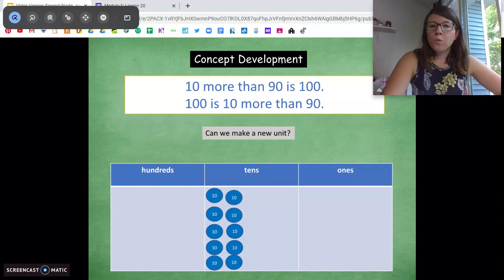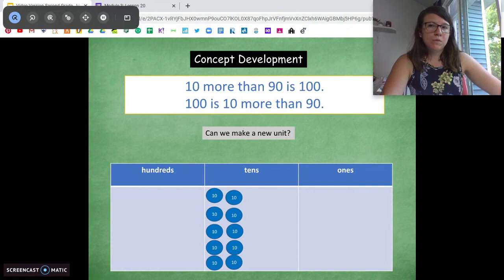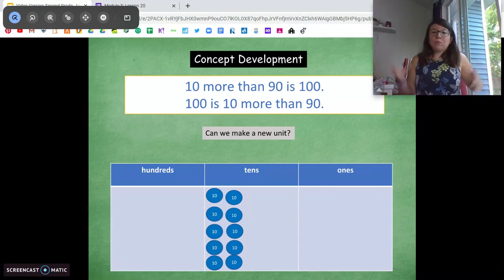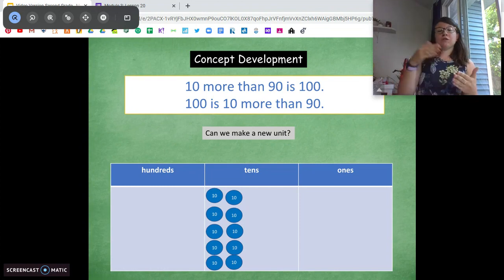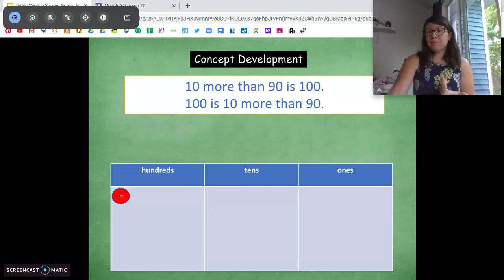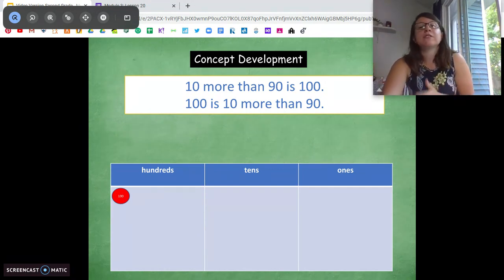Awesome. When we add another 10, how many tens do we have now? We have 10 tens, which is 100. Very good. So 10 more than 90 is 100. What can we do with those 10 tens now? Do we want to leave them there, or what can we do with them? We can scoop them up and move them over, right? We can take those 10 tens and make a 100. So 10 more than 90 is 100. 100 is 10 more than 90. So I'm going to take those tens away. You do the same. Take them away and put 100. Awesome. 10 more than 90 is 100.